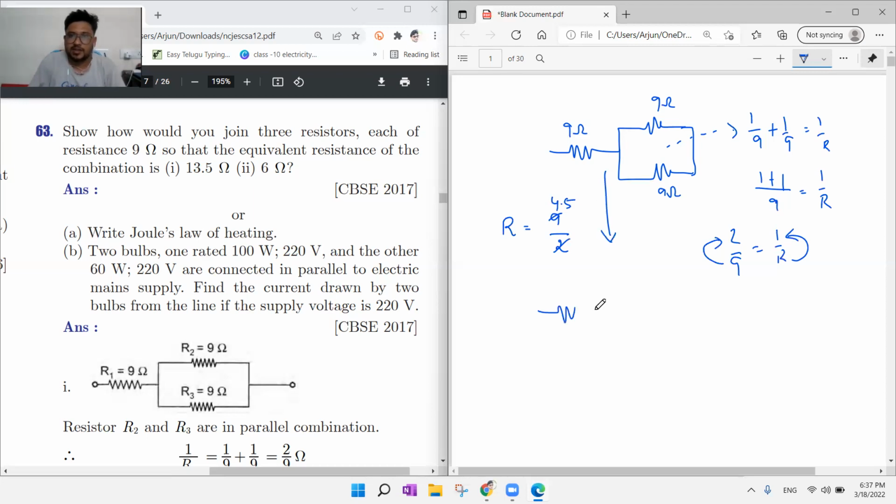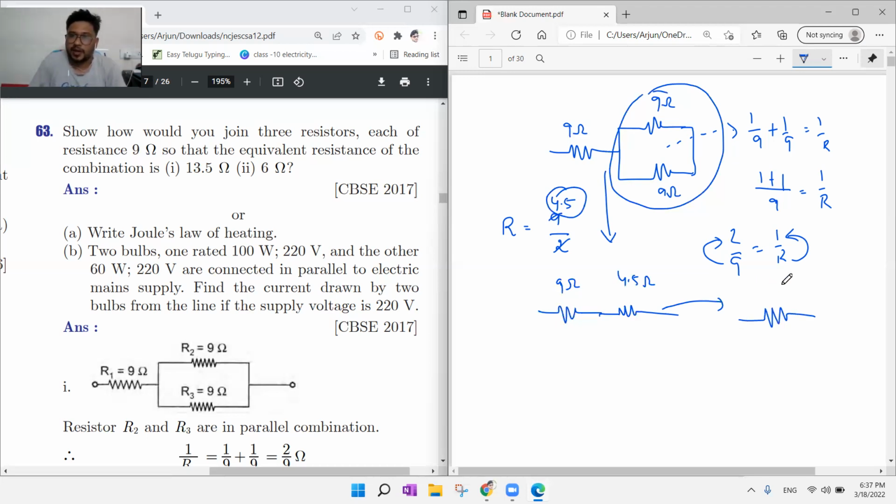And we have to convert this system to this one. The 9 ohm resistor will be as usual. After solving this system, these 2 resistors in parallel have become one single resistor, and the value of that single resistor is 4.5 ohm. So this resistor is 9 ohm and this is 4.5 ohm. Again we have to solve this system. These 2 resistors are in series, so we make them a single resistor: 9 plus 4.5 is 13.5.